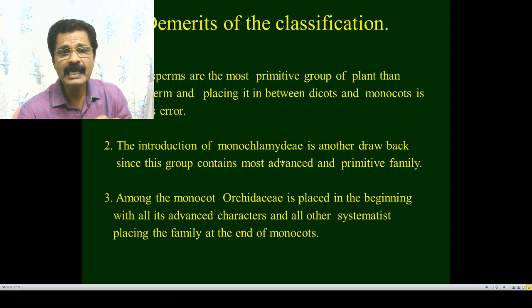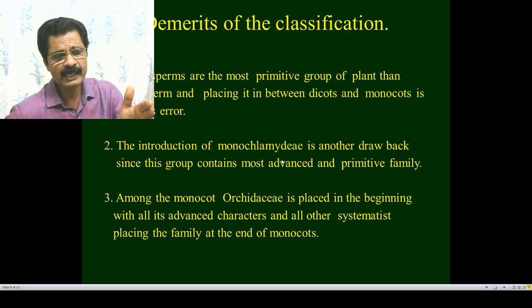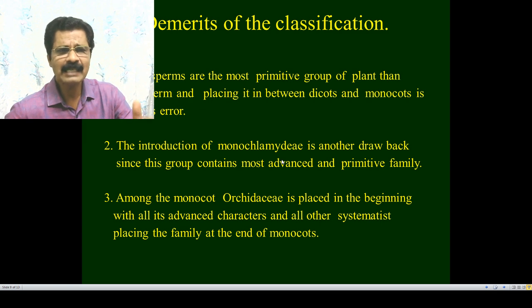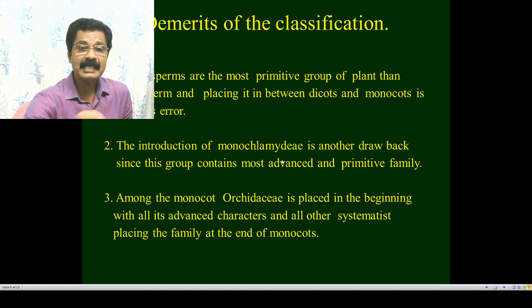The introduction of Monochlamydeae is another drawback, since this group contains the most advanced and primitive families. Class dicotyledons is classified into subclasses Polypetalae, Gamopetalae and Monochlamydeae. The introduction of Monochlamydeae is another drawback, since this group contains the most advanced and primitive families. Among the monocots, Orchidaceae is placed in the beginning with all its advanced characters, while all other systems place the family at the end of monocots.